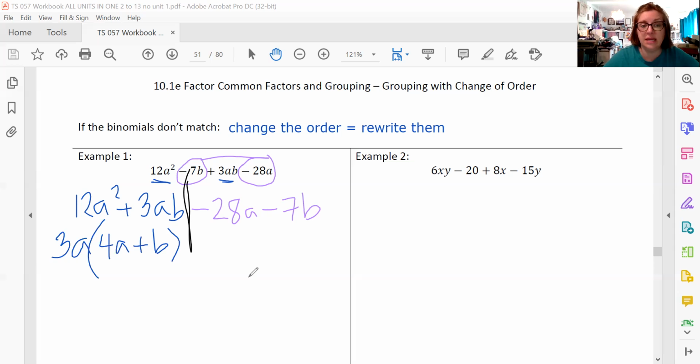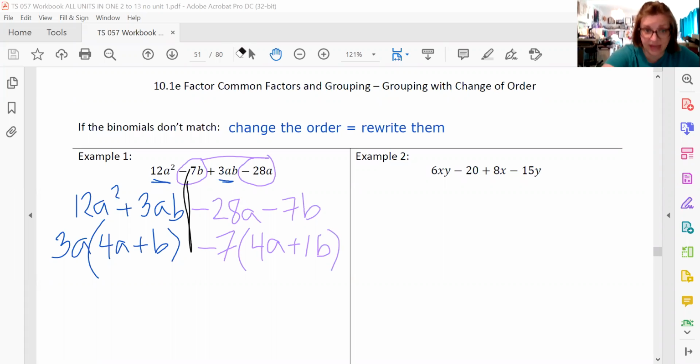Now I'm going to move on to the negative 28a. That's an a. That does not look like an a. And minus 7b. So again, I can take 7 out of both of these, and because they're both negative, I'm going to take negative 7 out of both of them, because then everything inside my parentheses is going to be nice and positive. Negative 28 divided by negative 7 is 4. The a is not being touched at all, so I'm just going to leave it. Negative 7 divided by negative 7 is 1.